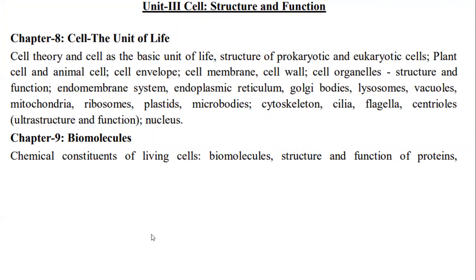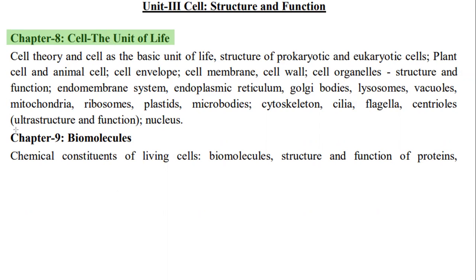The next unit is cell, the structure and function. From that, chapter 8, cell, the unit of life: cell theory as well as basic unit of life, structure of prokaryotic and eukaryotic cell, plant and animal cell, cell envelope, cell membrane, cell wall, cell organelles, structure and function, endomembrane system, endoplasmic reticulum, Golgi bodies, lysosome, vacuole, mitochondria, ribosome, microbodies, cytoskeleton, cilia, flagella, centrioles, ultrastructure and function of nucleus. All these are the topics included for your board examination in cell, the unit of life.